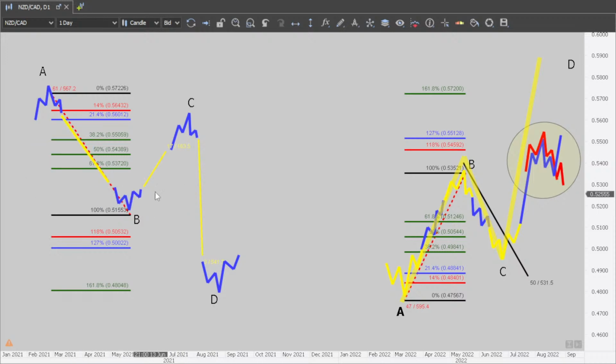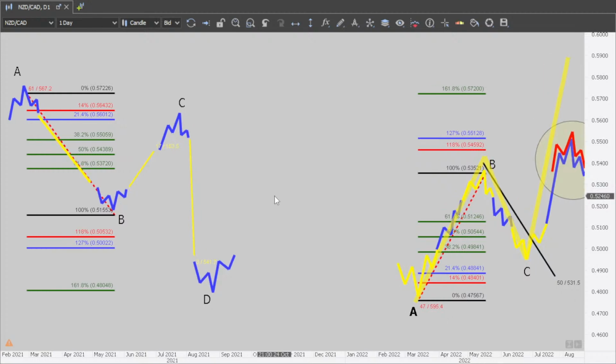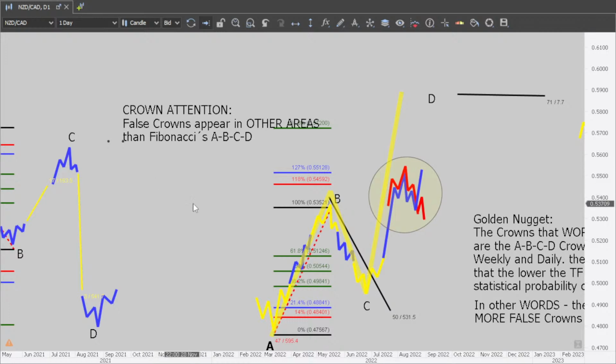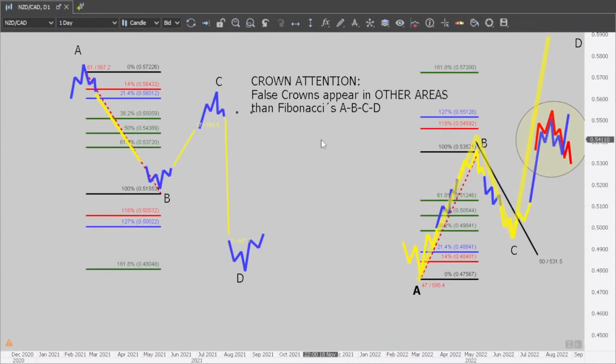So you have a crown in here, you have a crown in here. Okay, everybody? So false crowns, crown attention. False crowns appear in other areas than the Fibonacci's A, B, C, D.